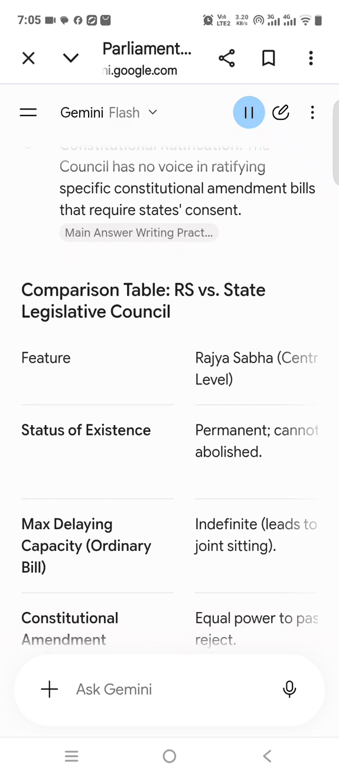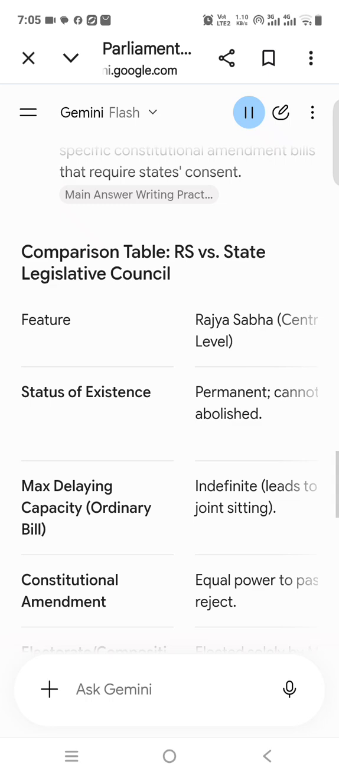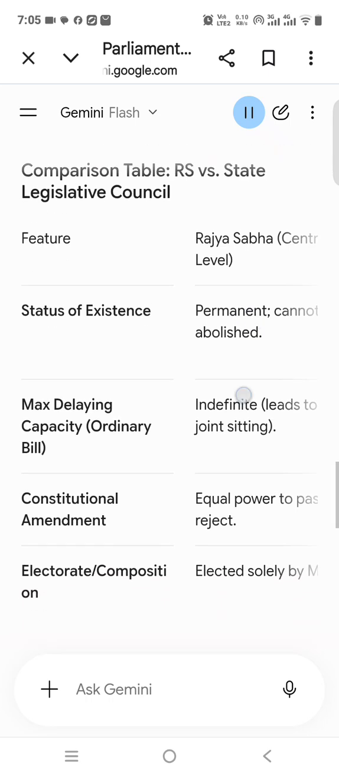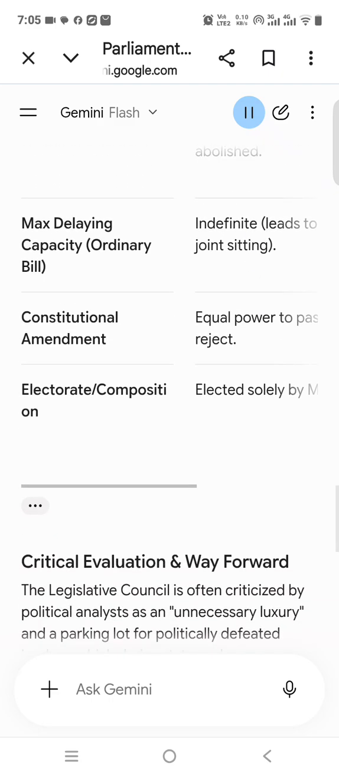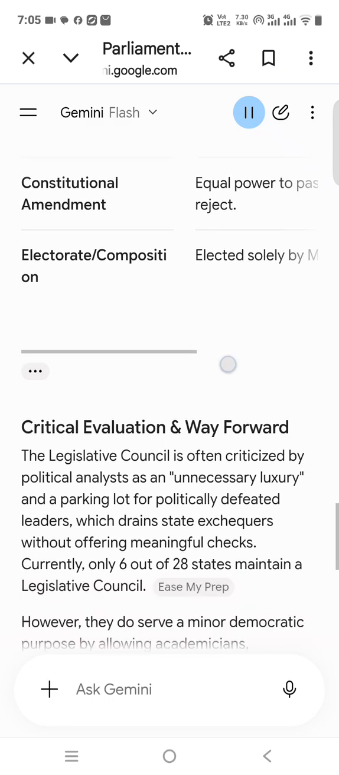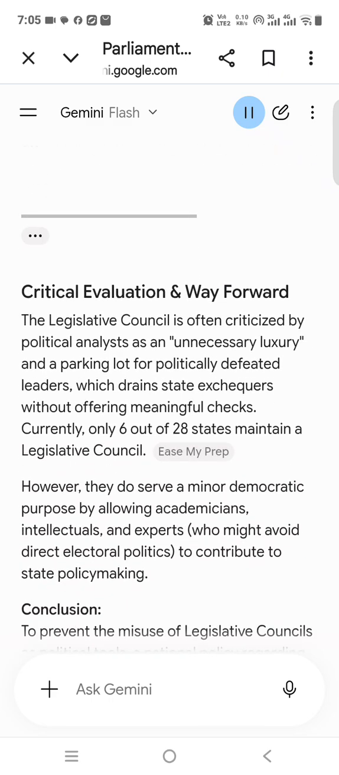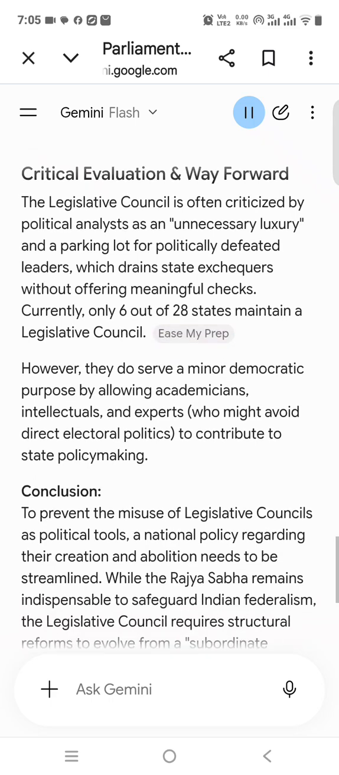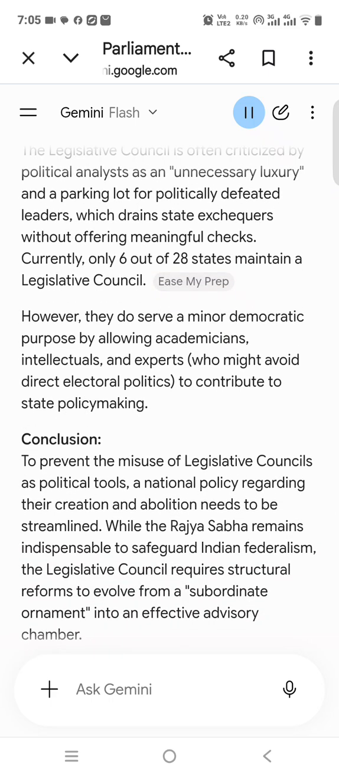Critical evaluation and way forward. The Legislative Council is often criticized by political analysts as an unnecessary luxury and a parking lot for politically defeated leaders, which drains state exchequers without offering meaningful checks. Currently, only 6 out of 28 states maintain a legislative council. However, they do serve a minor democratic purpose by allowing academicians, intellectuals, and experts, who might avoid direct electoral politics, to contribute to state policymaking.